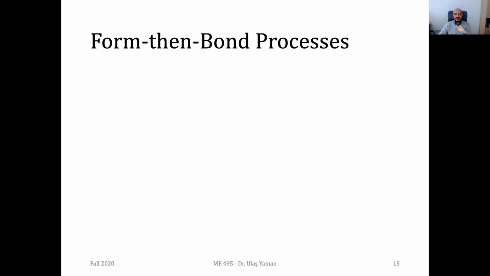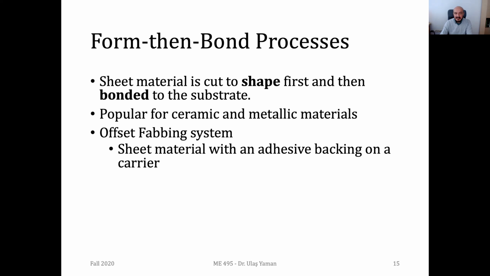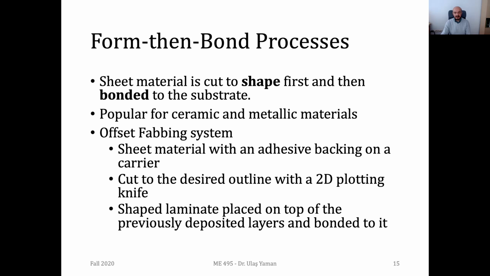Now we have the second type of process called form and then bond process. As the name implies, in this type of processes, we will be first processing the layer somewhere, and after it is done, we will bring it and put it on the previous layers. And it's mostly useful for ceramic and metallic parts, metallic materials. We have a company called Offset Fabric System using this approach, and they have a special carrier which has adhesives, and they carry their sheets with the help of this one and then put it onto the previous layers. And they are using a special knife.